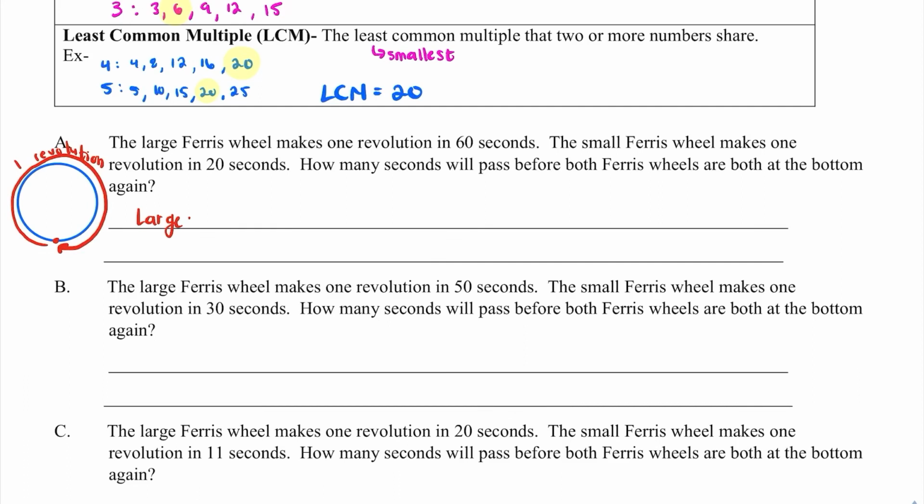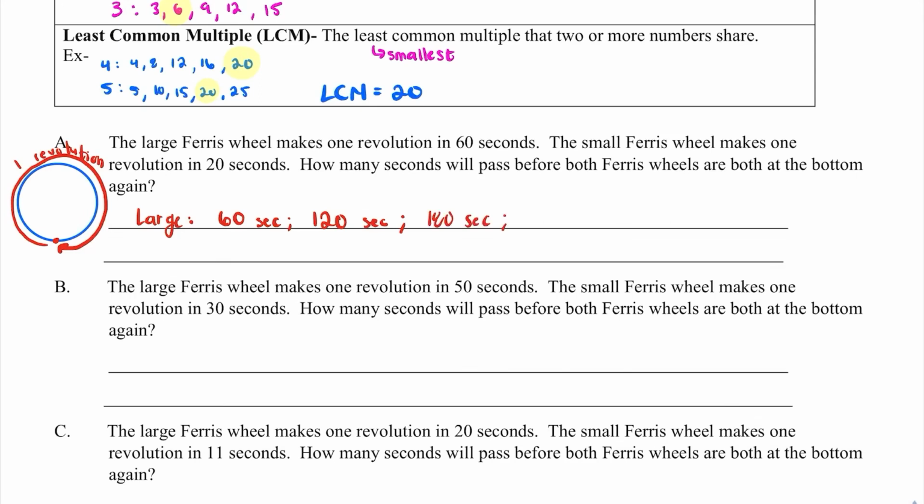They tell us that the large Ferris wheel makes one revolution in 60 seconds. So starting at the bottom, we go all the way around, and that's going to be 60 seconds. Now let's think about how long it takes to go another revolution, a second revolution. You might be saying, well, it's going to do another revolution in 120 seconds. Let's do two more.